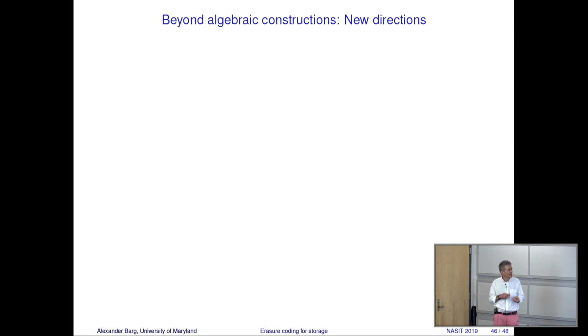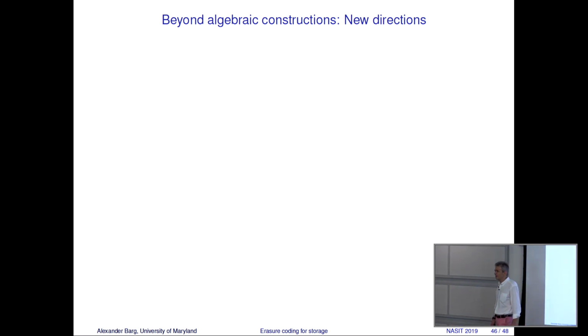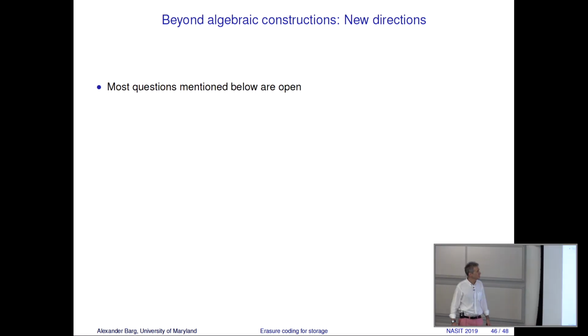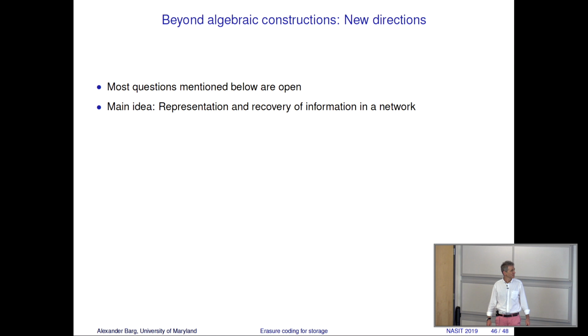All right. Let me abandon this algebraic context altogether. What are the new directions that I would like you very much to pay attention to and maybe even to consider? Most questions that will be mentioned now are open. So what is the main idea of all of these regenerating code models? We represent information in a network, and we recover the information based on the information in the other nodes of the network. That was the main idea behind the models presented so far, and many other models that we cannot cover here.